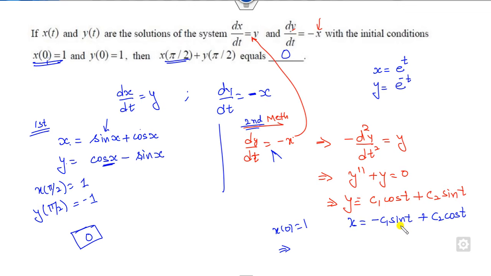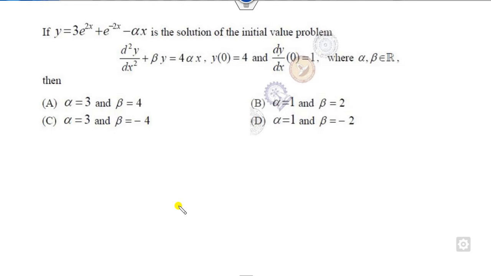By using x(0) = 1: sin 0 is 0, so c2 will be 1. And if you take y(0) = 1, you will get c1 = 1. So you can see the same expression will be here, and then you can simplify. Again, you will get the answer as 0. But I think that is quite a shortcut trick for you.